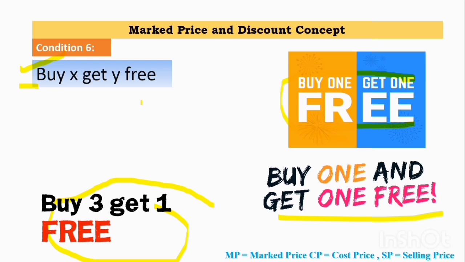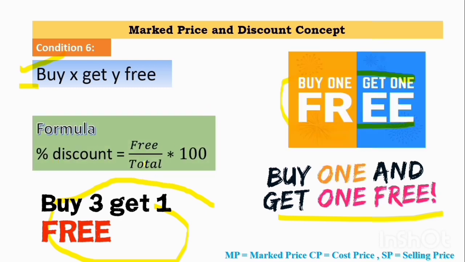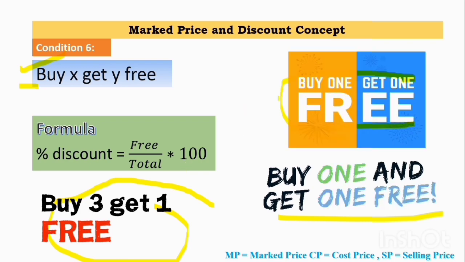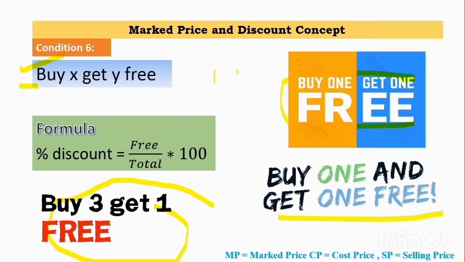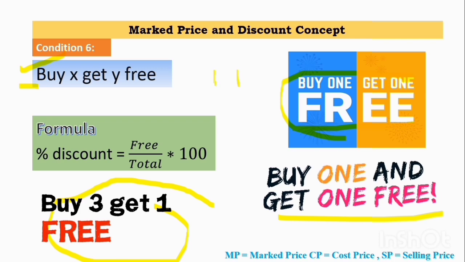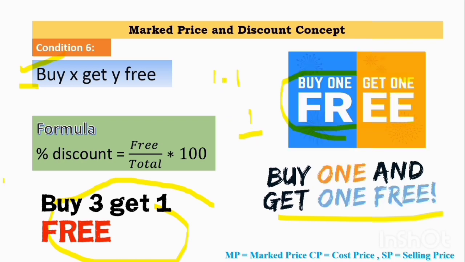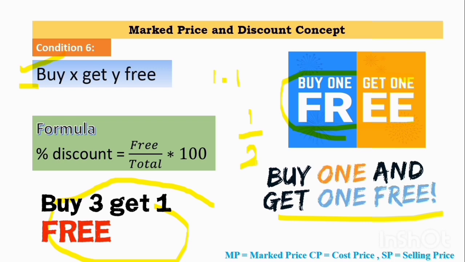For calculating it, the formula is: percentage discount equals free upon total into 100. In the first case the offer is buy one get one free. Whenever we purchase one article we get one article free. So the free article we get is 1, and the total articles is 1 plus 1, that is 2. So here the discount percentage is 50%.